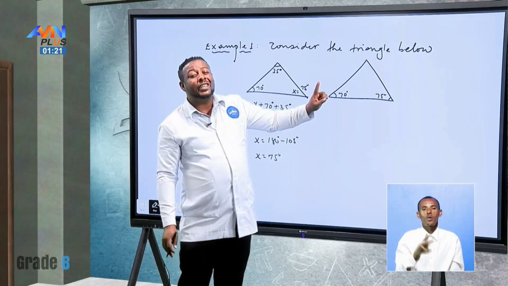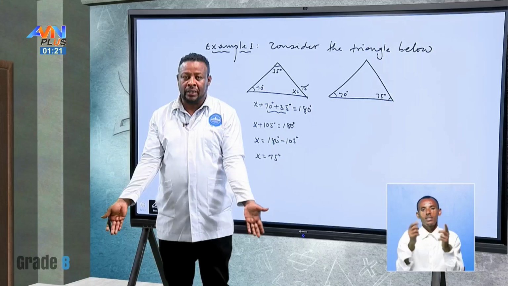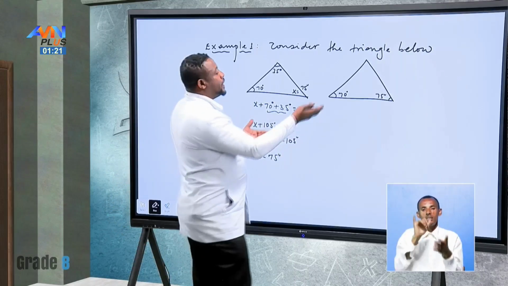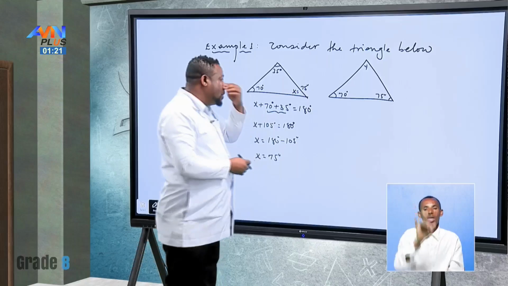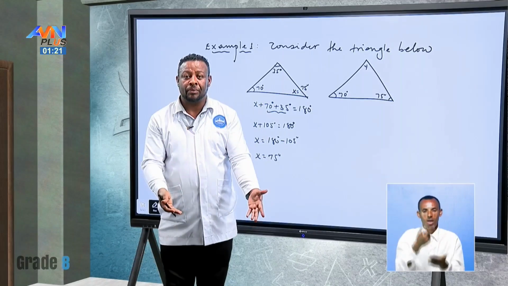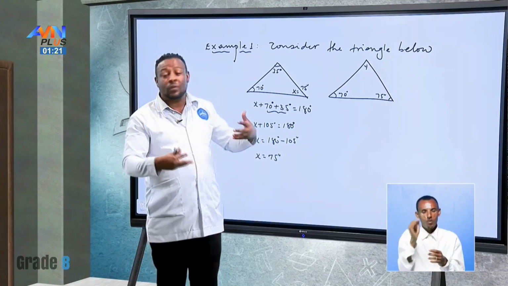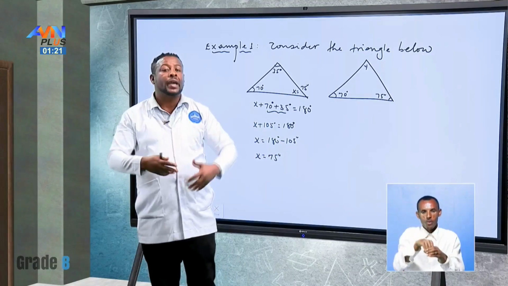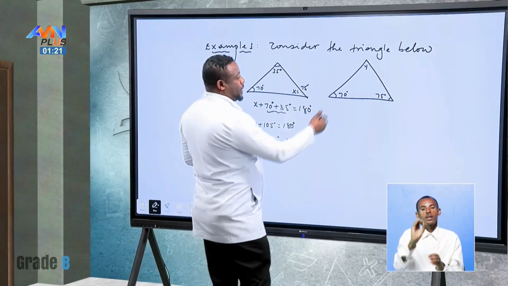Similarly, we need to determine the third unknown angle in the second triangle. Say that angle is y. Say this is y, okay? So how do you get the value of y here? Well, using the concept that the sum of all the interior angles of a triangle is 180 degrees, let's calculate it.